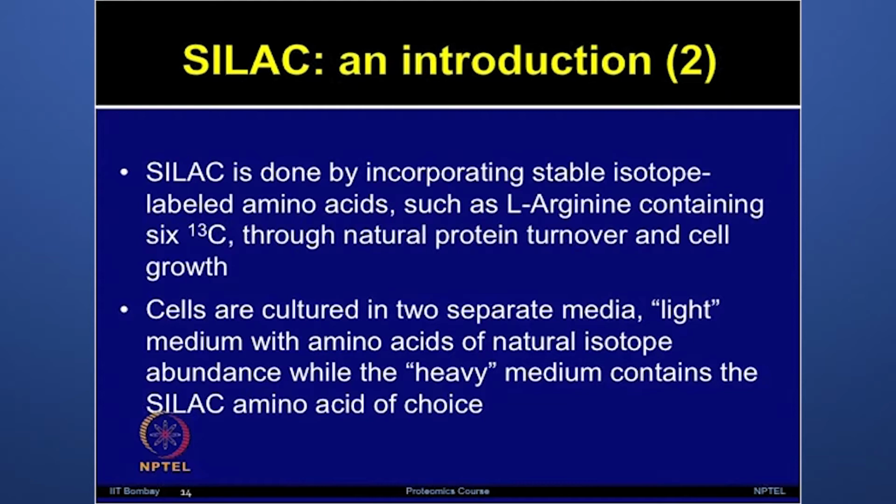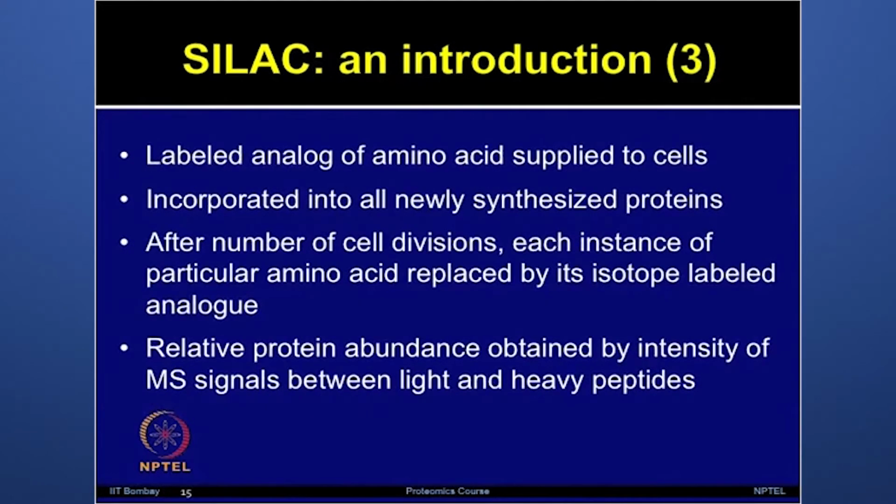The cells are cultured in two separate media for the light and the heavy forms. So, the light medium has amino acids of natural isotope abundance, whereas the heavy medium contains the SILAC amino acids of choice. These are usually commercially available. The labeled analogs of amino acids are supplied during the growth of these cells, and are incorporated during protein synthesis in all the newly synthesized proteins.